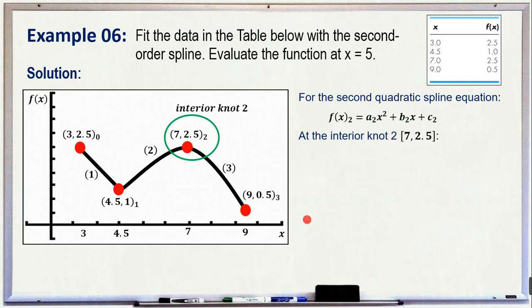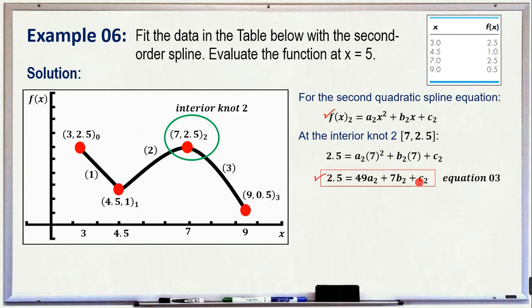Next, we will proceed to the interior knot number 2. So for the interior knot number 2, the quadratic spline equations involved are 2 and 3. So let's start with quadratic spline equation number 2. Now this is its format. We're going to evaluate this equation at the interior knot number 2, whose coordinates are 7 and 2.5. So substituting the values, you have here 2.5 is equal to a2 times 7 squared plus b2 times 7 plus c2. Simplifying this one further, you will get an equation for your equation number 3.